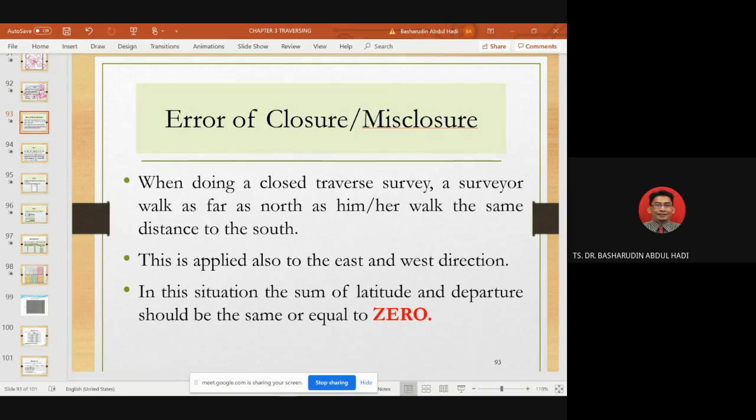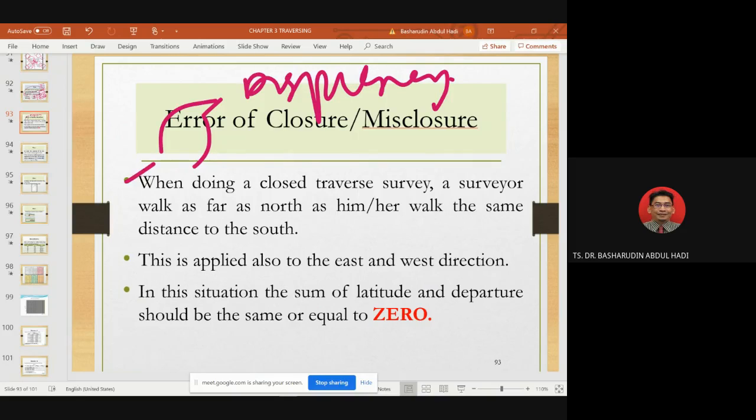All right, we are going to error of closure or misclosure. Don't worry, after this we have an example, and you can see it's very easy. Error of closure or misclosure, sometimes you call it error, or discrepancy. When doing a closed traverse survey, a surveyor walks as far north as he or she walks the same distance to the south. This applies also to the east and west direction. In this situation, the sum of latitude and departure should be equal to 0.